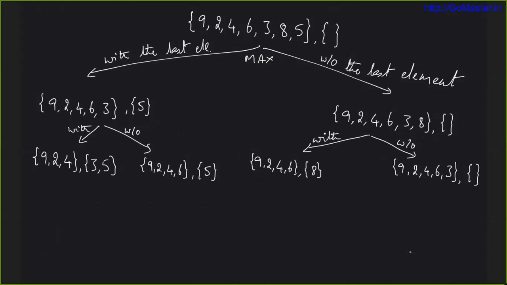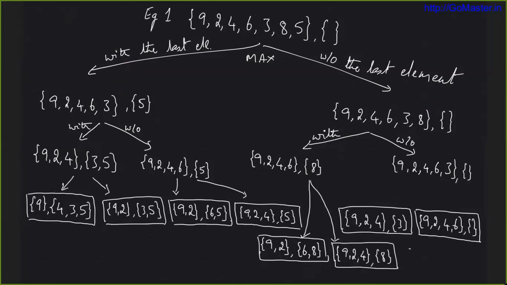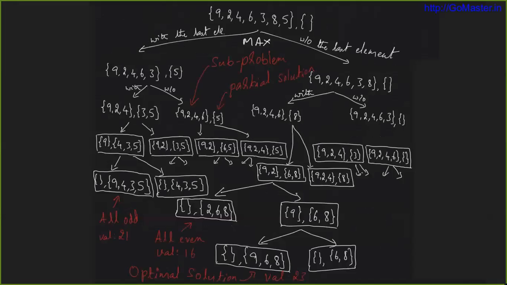So if you go further, it's going to look like this, right? With and without, two possible cases every time, based on the last element in that input. So the last element here is 3, and here it is 8, right? Likewise, if you go further, this is how it's going to look. And so we have got a few answers here.